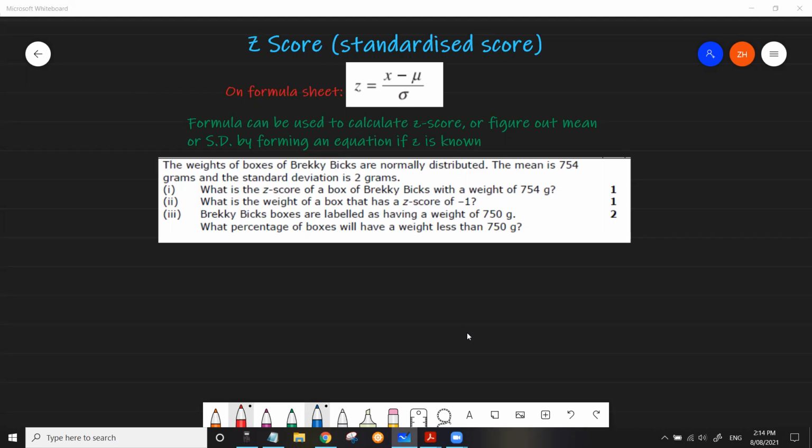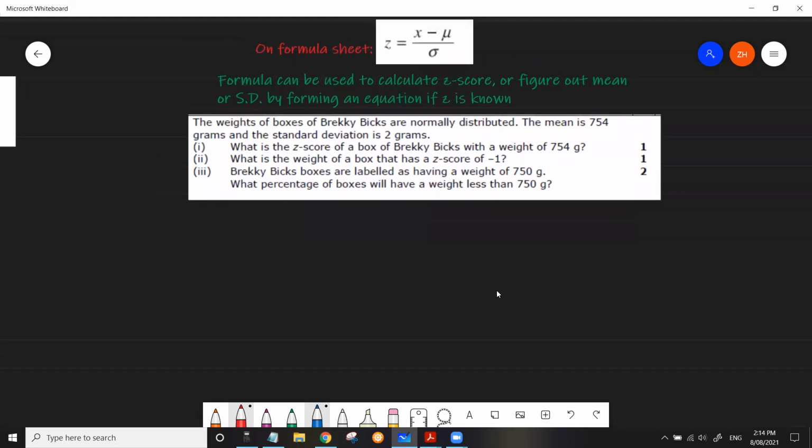So we'll look at this example here. The weights of boxes of Breckie are normally distributed. The mean is 754 grams and the standard deviation is 2 grams. So there's our mean and there's our standard deviation. We want to know what the Z-score is. So here's our formula up here, Z equals X minus mu over sigma, for a box of Breckie with a weight of 754 grams.